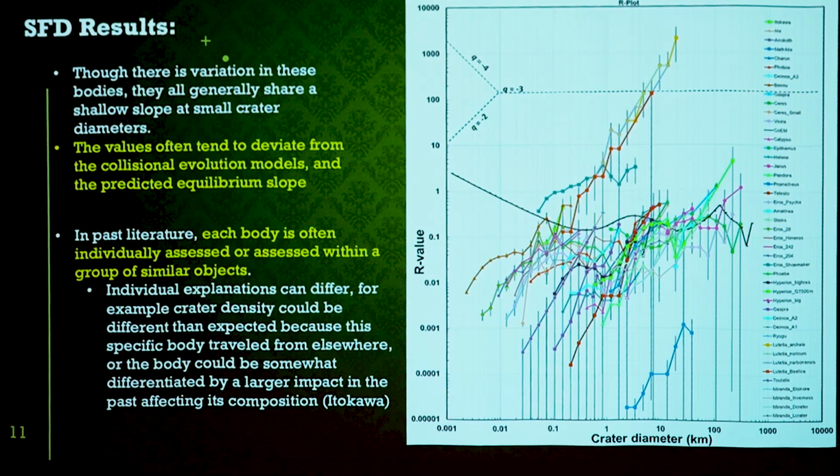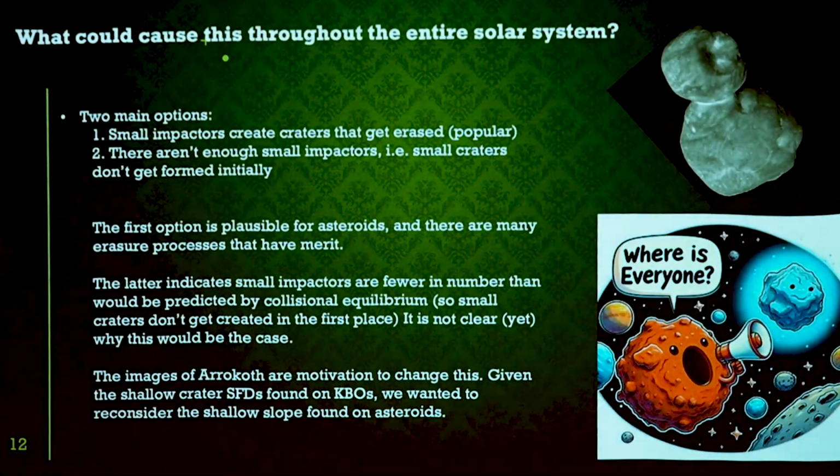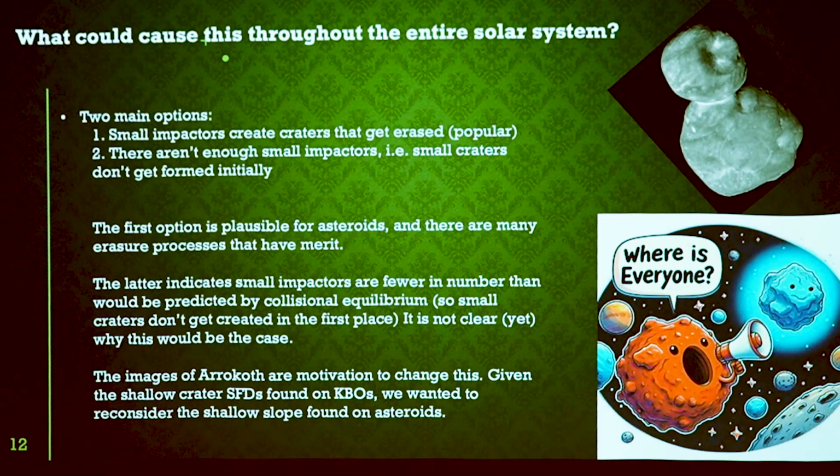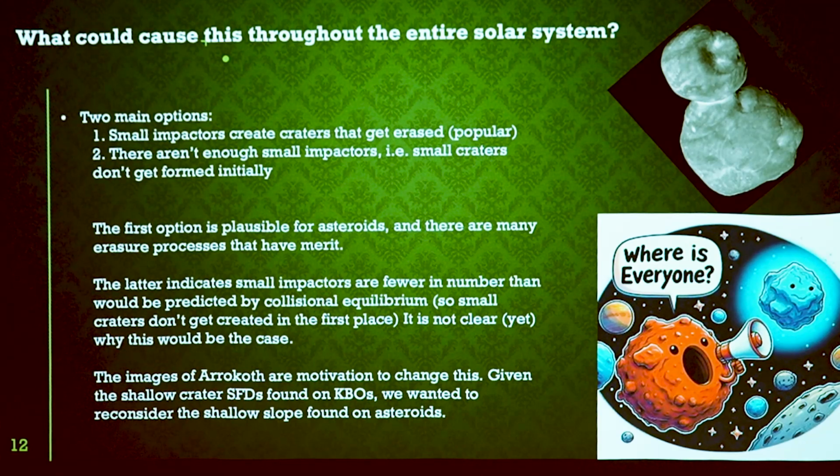So what could be making this happen throughout the entire solar system? Well, there are two main options. Small impactors can create craters and they can get erased, or there aren't really enough small impactors, so those small craters just don't get formed in the first place. And the first option is really plausible for asteroids, and it's really popular for asteroids, but the latter indicates that small impactors are fewer in number than what we predicted, and it's not quite clear why that would happen.